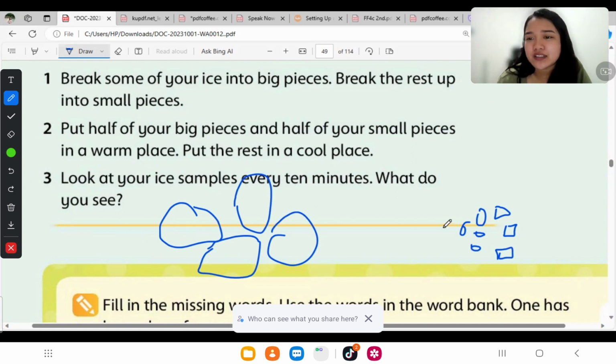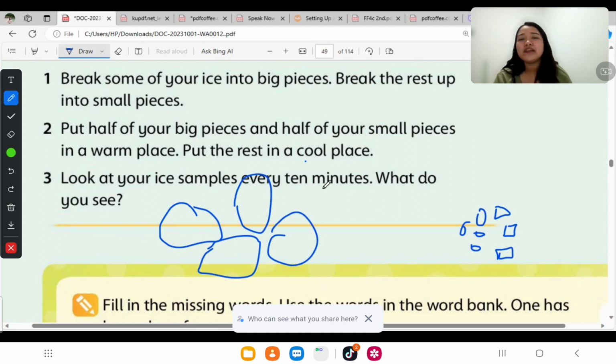What will happen to this ice, Isabel? What happens to the ice if you put it in a hot or warm place? It will melt. Very good. Just like what happens if you don't hurry to eat that ice cream. It can melt.